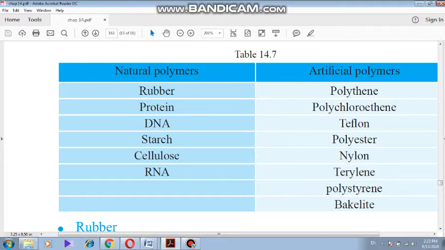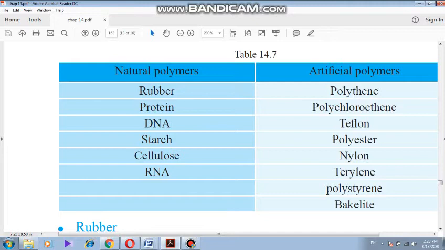Protein is a polymer of amino acids. DNA is a polymer of deoxyribonucleotides. Starch is a polymer of glucose. Cellulose is also a polymer of glucose. RNA is a polymer of ribonucleotides.